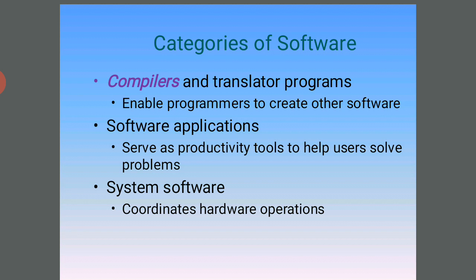System software coordinates the hardware. What is hardware? Hardware is the physical component of computers. What are the physical components of computers? The physical components of computers are the monitor, keyboard, and mouse. These are the hardware components.